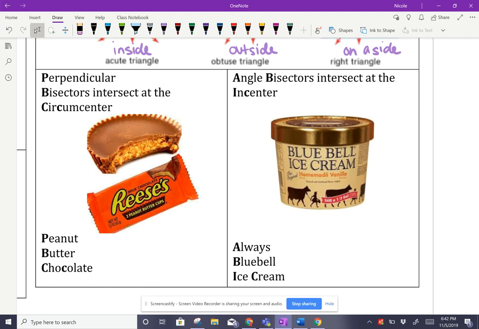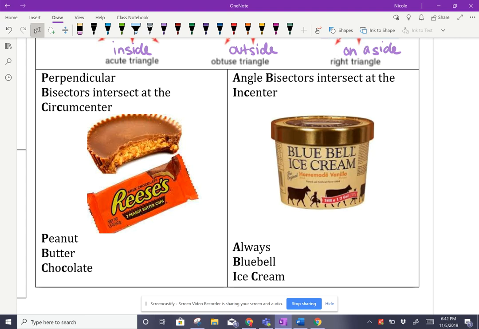So one of my favorite candies is Reese's. And so that's made up of peanut butter and chocolate and perpendicular bisectors. So peanut butter, perpendicular bisectors intersect at the circumcenter, or chocolate. So peanut butter chocolate is perpendicular bisector.